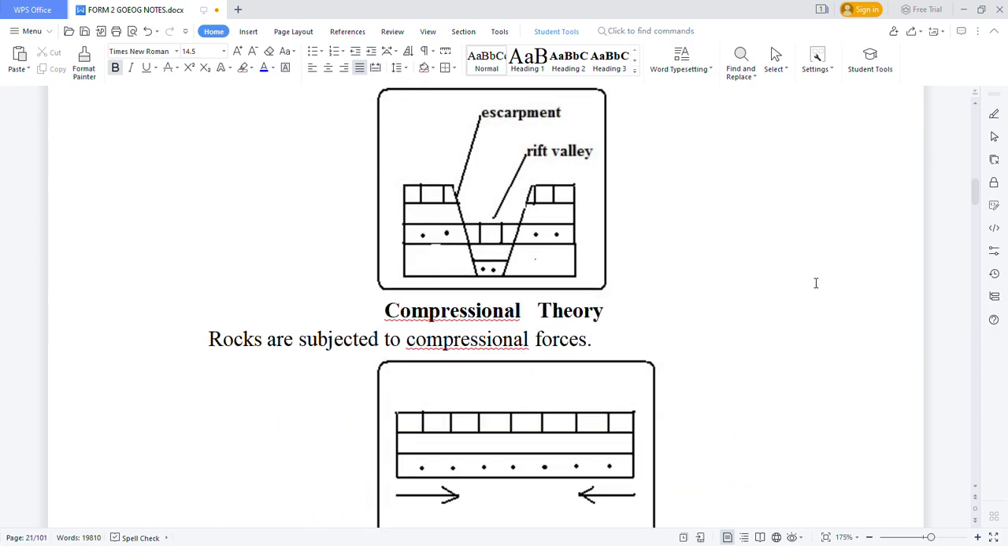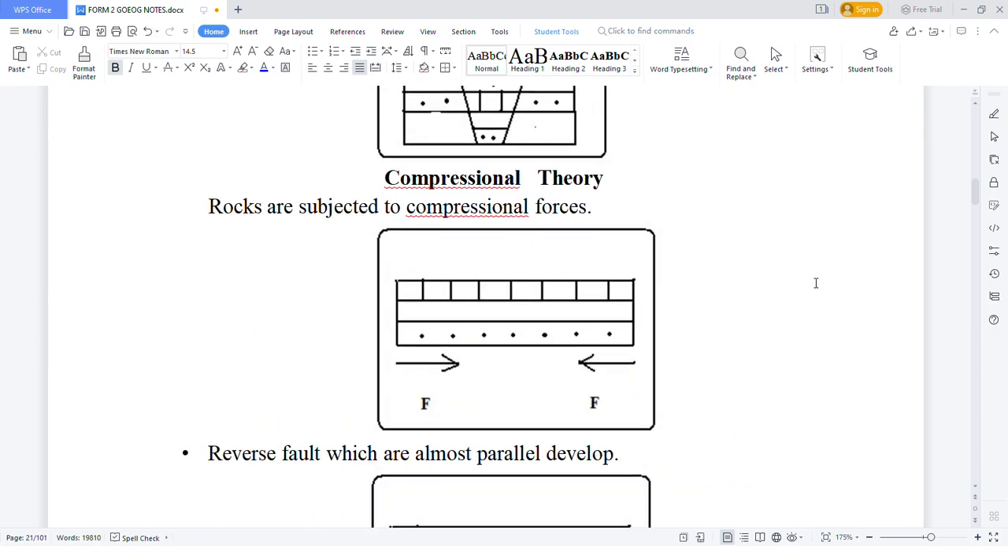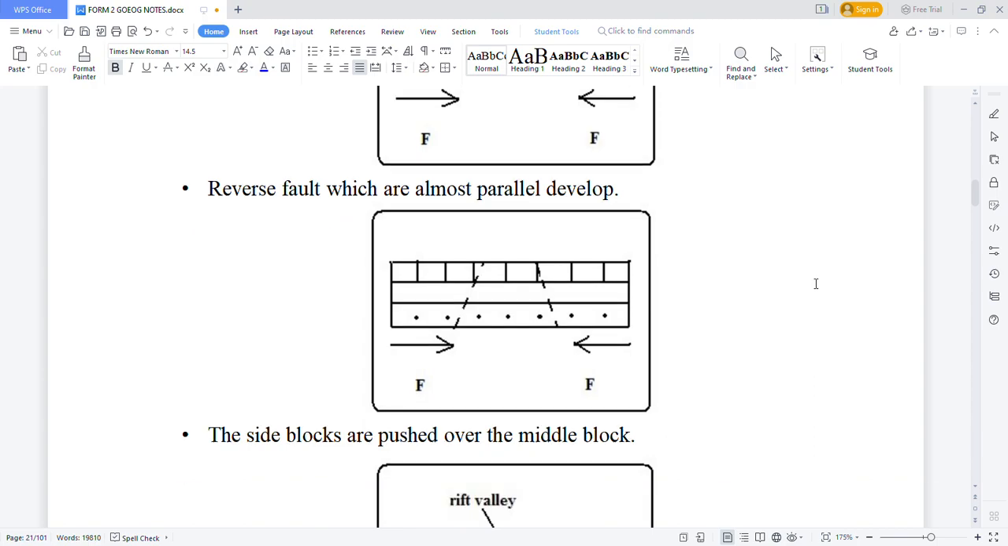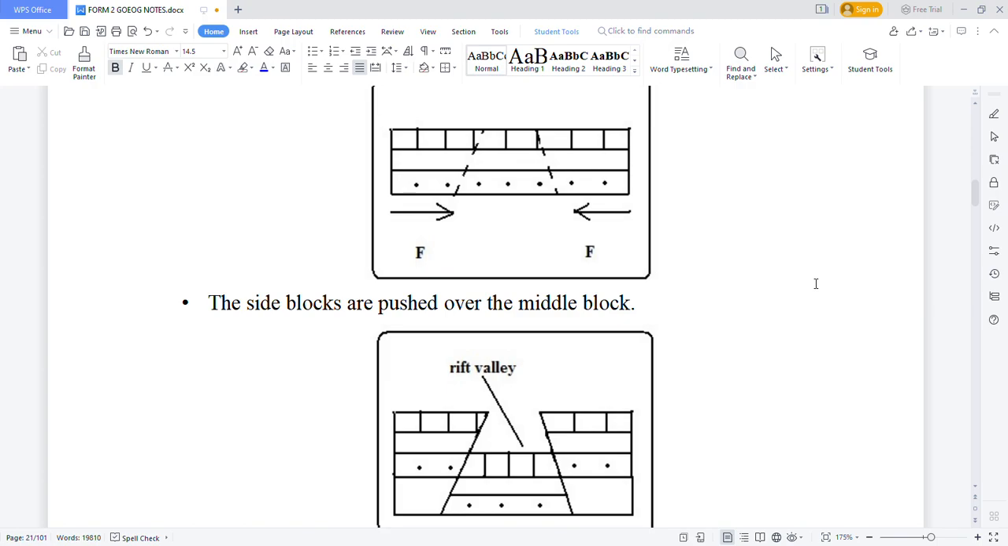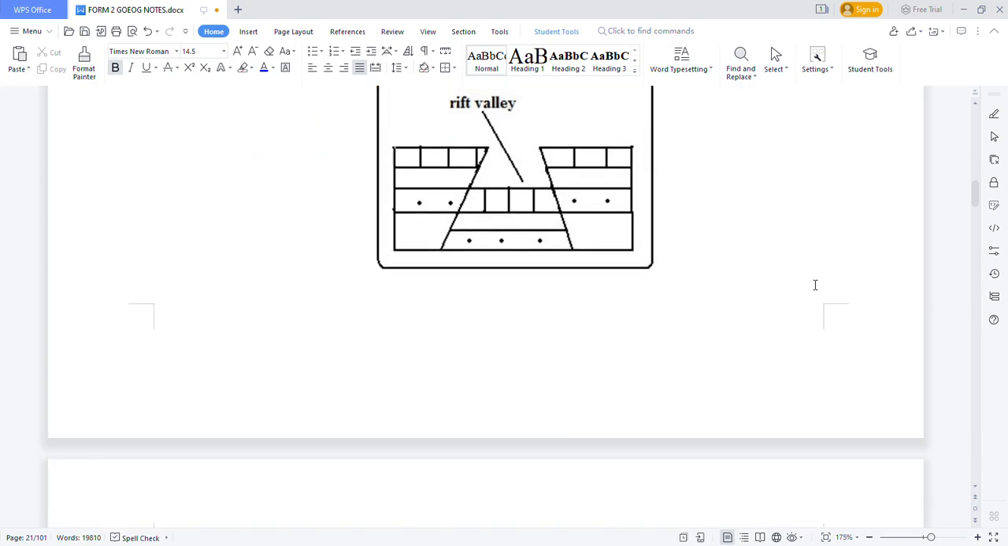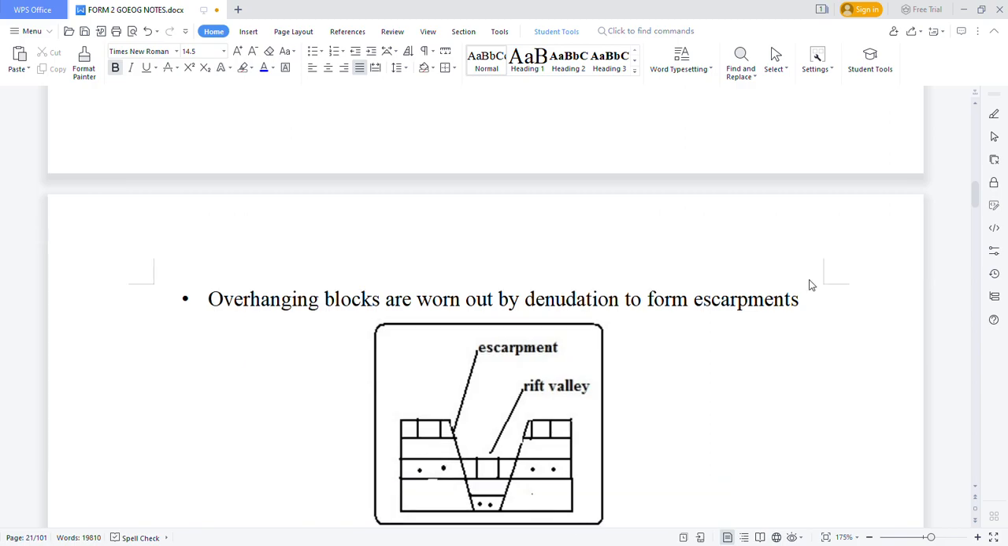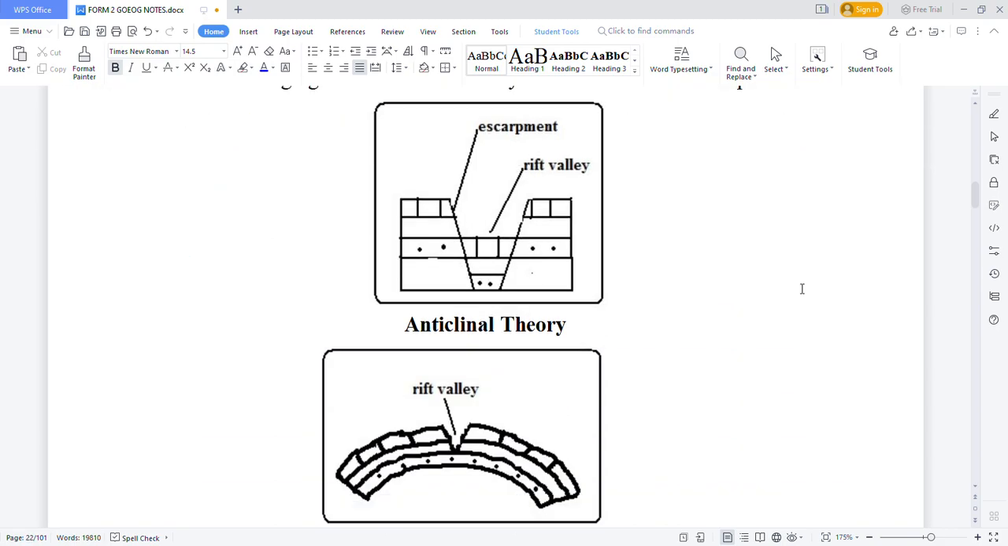We have the compression theory. Rocks are subjected to compressional forces. Reverse faults, which are almost parallel, develop. The side blocks are pushed over the middle. Then the overhanging blocks are worn out by denudation to form escarpments.